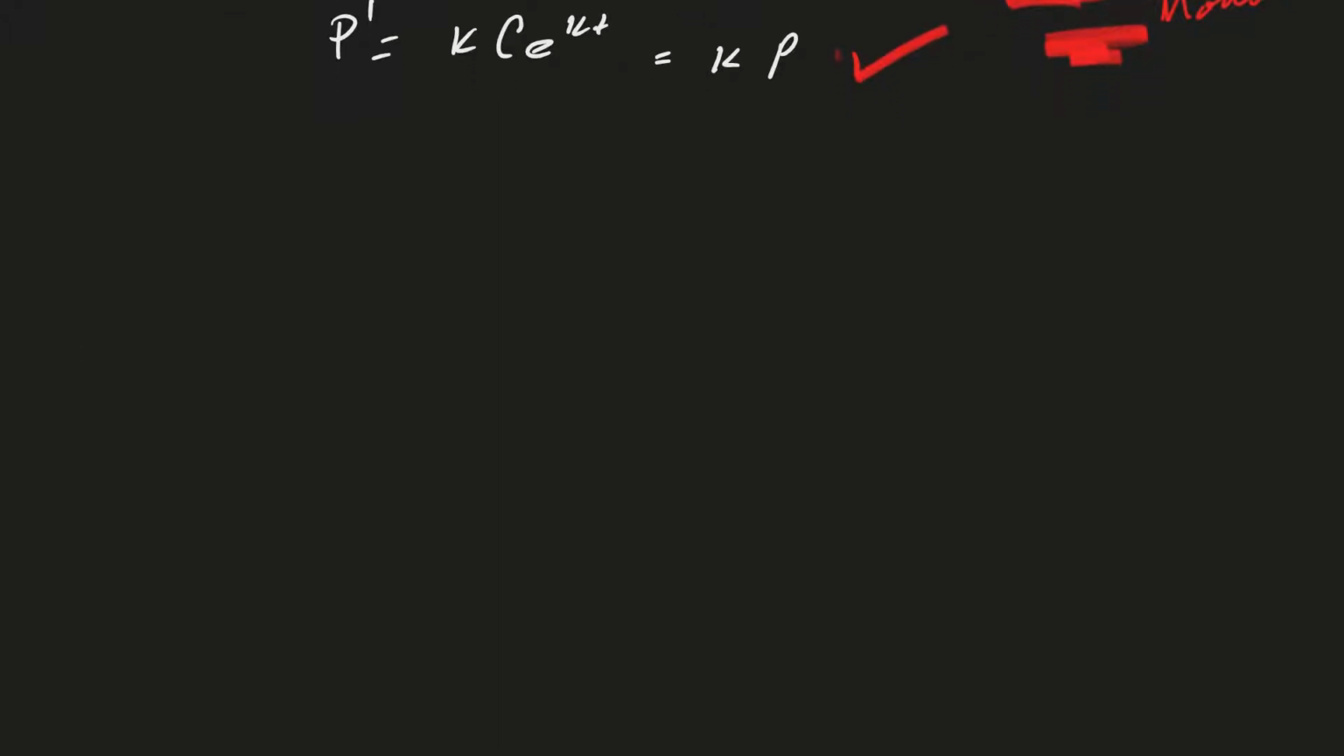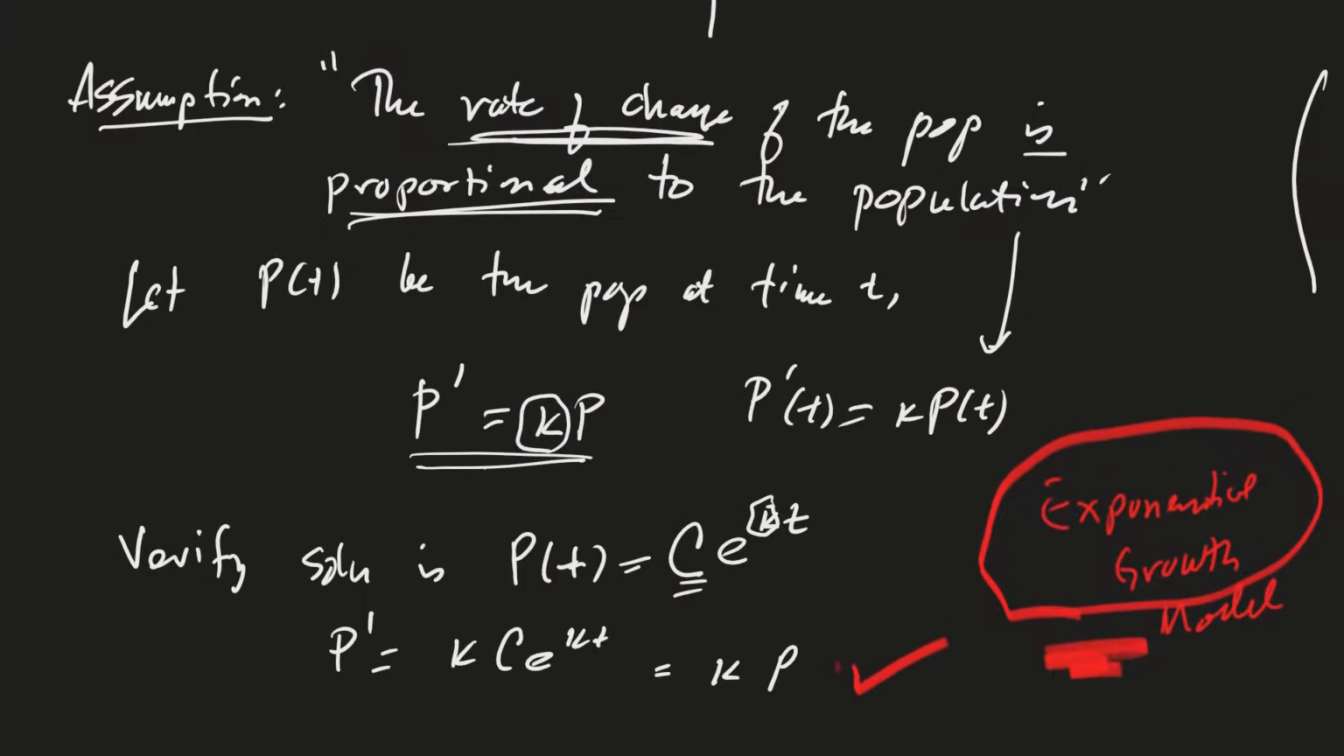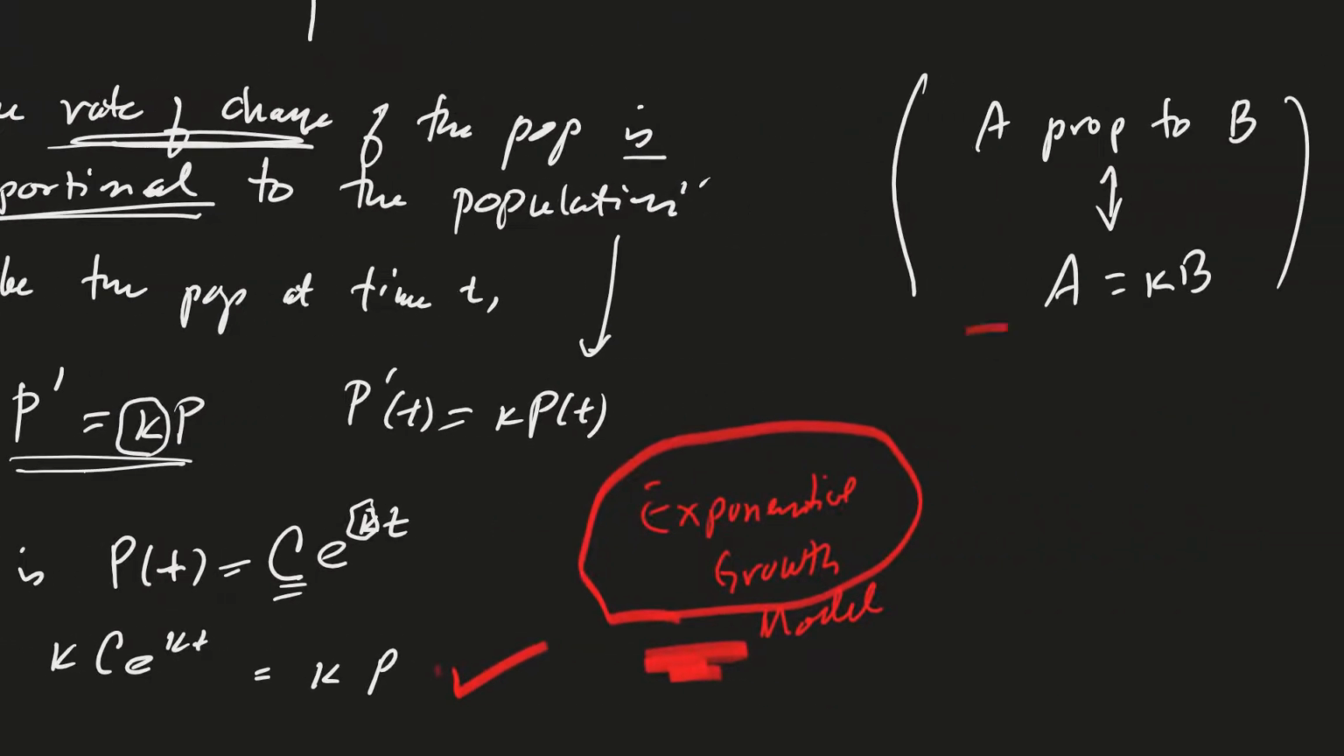Last time we finished up with the exponential model for growth. Today we want to take a look at a couple more models. One of the things to remember about modeling is that we want to be able to translate English statements into mathematical statements. One of the popular ones, just to remind you: if A is proportional to B, then A equals K times B.